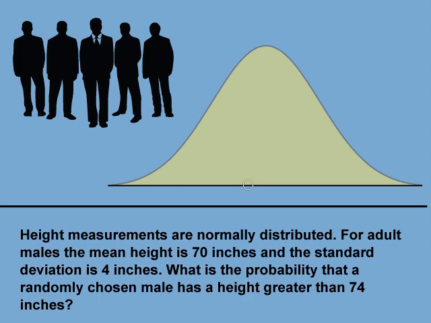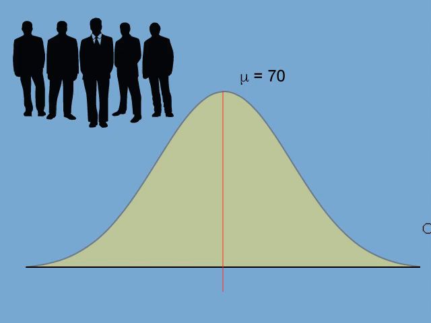For height to be normally distributed means that some men are short and their heights make up this end of the normal distribution, while other men are very tall and their heights are represented here. However, most of the heights of men are found in the middle part of the normal distribution. The mean height is 70 inches and is in the middle of the graph.